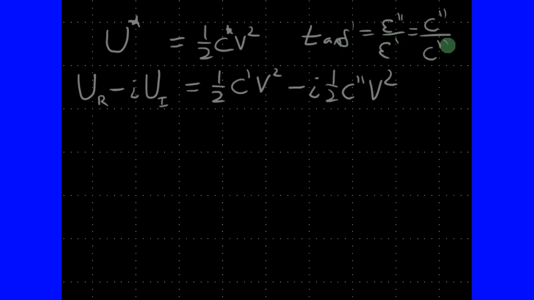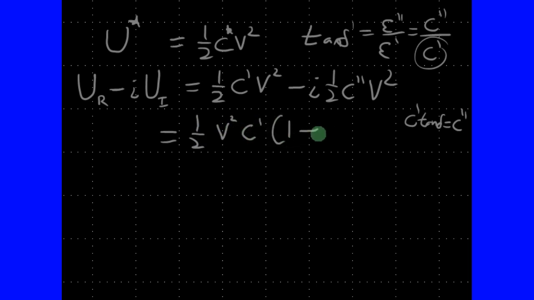Basically, if you multiply C prime by tan delta, you get C double prime, and this is just by multiplying this side and that side. So essentially, we can rewrite this part of the equation by grouping terms. And here we have this. But look here, these are all imaginary terms.